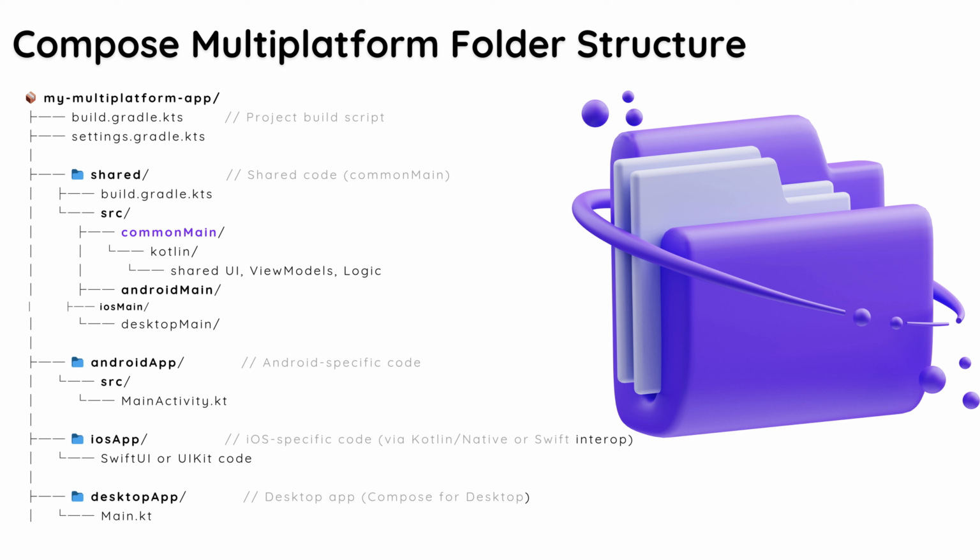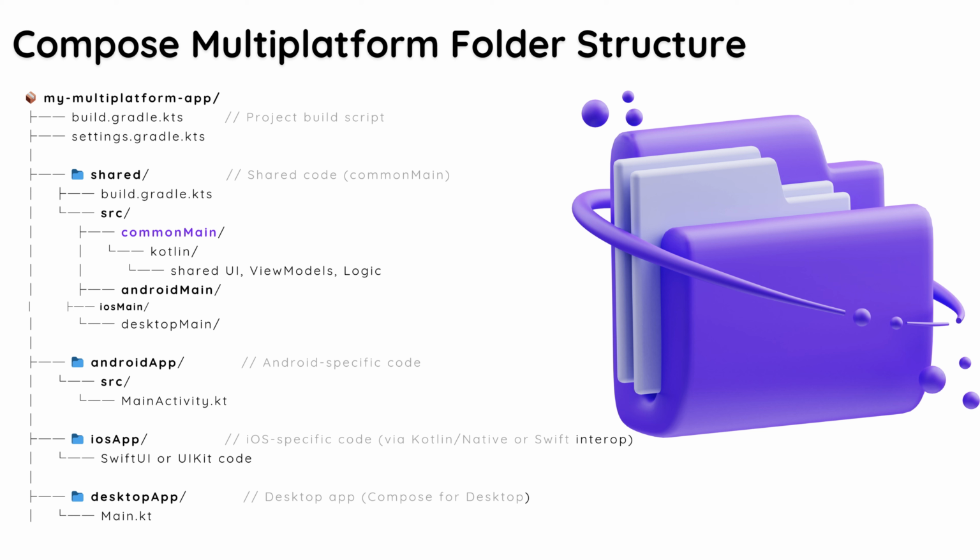Next, open the SRC folder. Here, you'll find the code separated by platform, such as Android main, iOS main, desktop main, and the shared common main. Let's start with the common main folder, which contains all the shared logic and UI code across platforms. This is where most of your work will happen if you're building cross-platform apps.